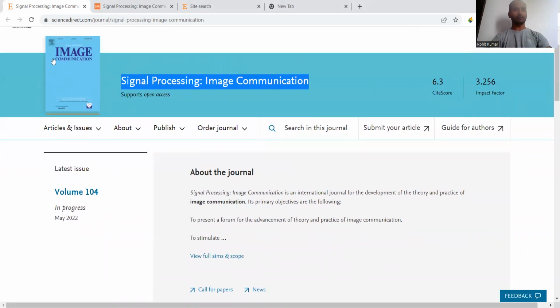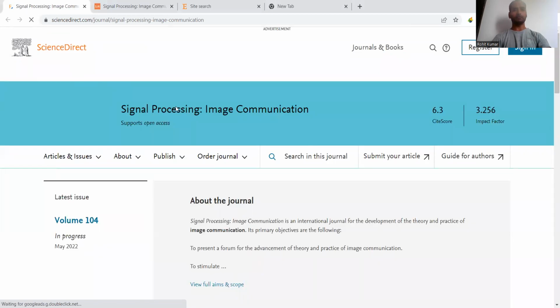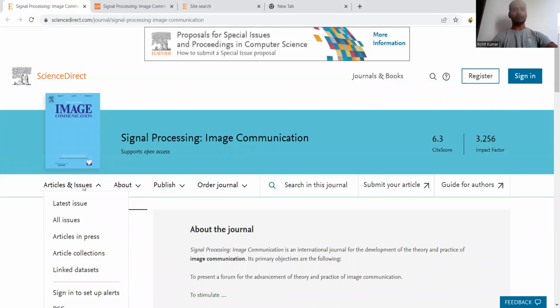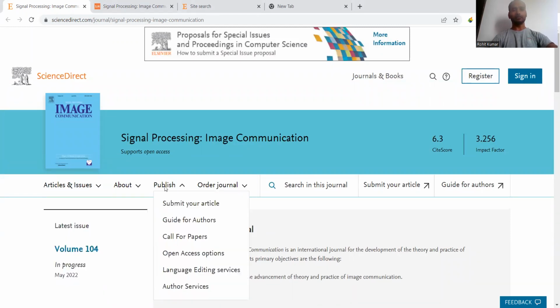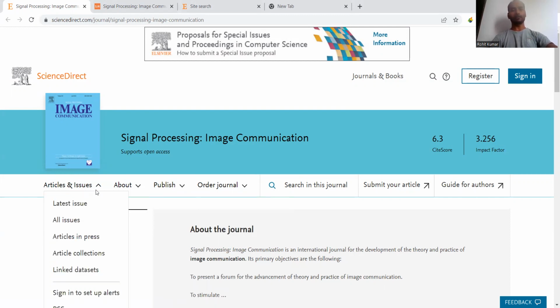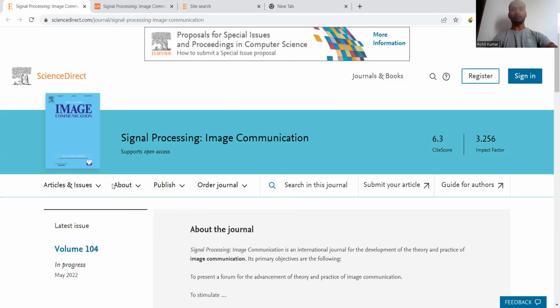So starting with the homepage only, if you click on this particular icon, or journal, you'll come to the homepage. We are already at the homepage. So here you can see that these are the different menus available, like articles and issues, about, publish, order journal, search in the journal, submit your article, and guide for authors. As the names themselves are sufficient to convey the message of what you are trying to find, you get the related information. All the latest issues and the articles in press, article collections, etc. You can find in the articles and issues.